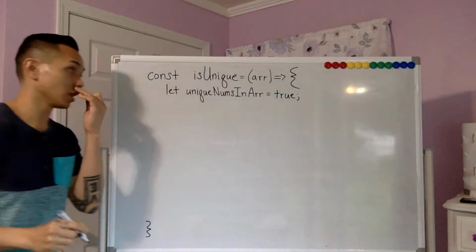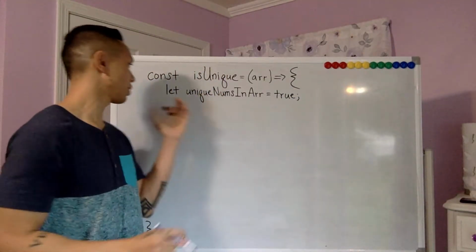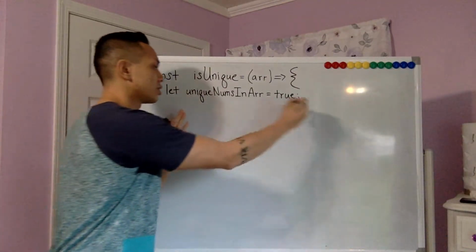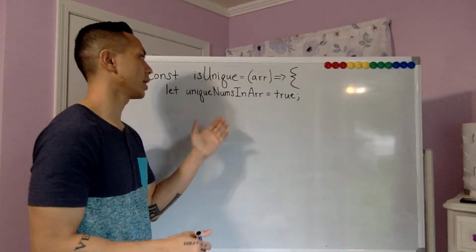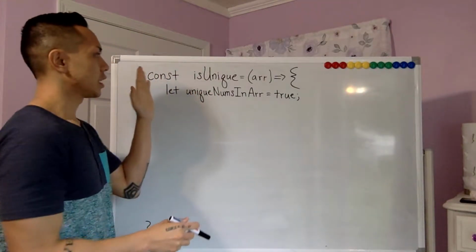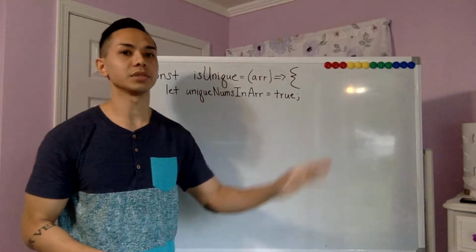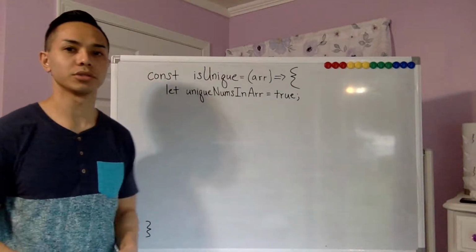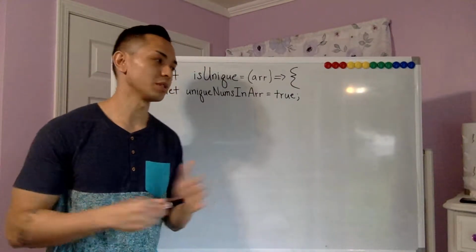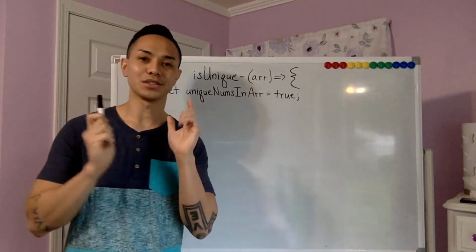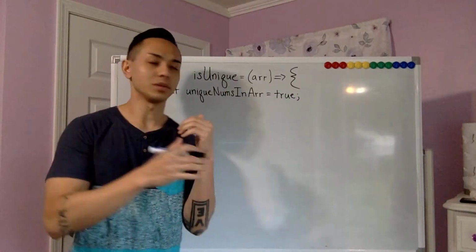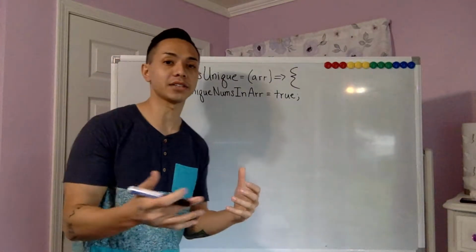Okay? And now that we have that, we're going to create some logic in here that's going to go through and compare each item in the array to the other items in the array. And the way that we're going to do that is we're going to use nested for loops, which is going to be slow, but this is the brute force solution. So in the next video, we'll demonstrate how to make that faster.